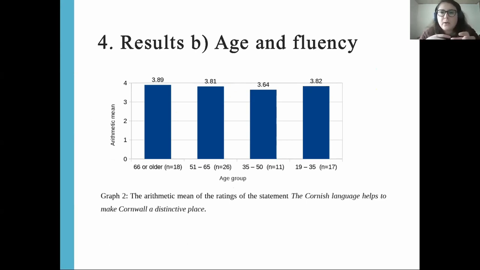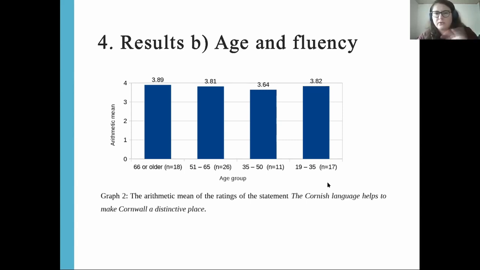So what I did now was I took a slightly different approach, and I analyzed the results statement by statement. So for example, here you can see the analysis for the statement, the Cornish language helps to make Cornwall a distinctive place. And the age groups are the same as in the Cornish Language Partnership study. So I tried to base my methodology as much as I could on that. So the age groups are 19 to 35, and then 35 to 50, 51 to 65, and 66 or older. I also had a group that was 18 and lower than 18, but I only got one respondent.